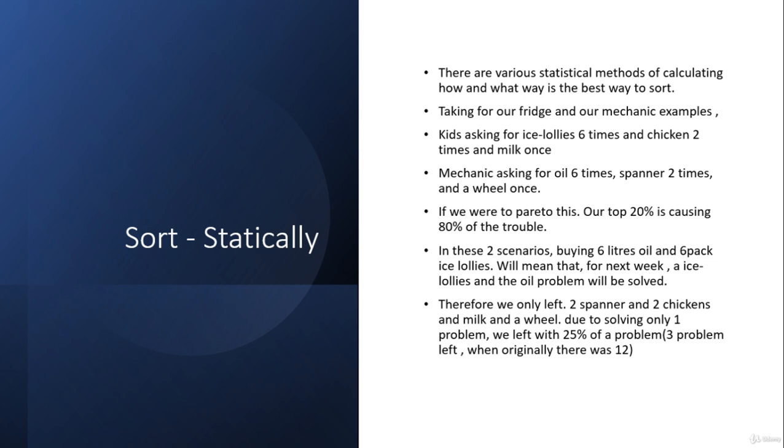If we were to Pareto this, our top 20% is causing 80% of the trouble. In these two scenarios, just buying 6 liters of oil and a 6-pack of ice lollies would mean that for next week, ice lollies and oil won't be a problem. Therefore, we're only left with 2 spanners, 2 chickens, milk, and a wheel. So, due to solving one problem, we're only left with 25% of a problem. Our initial problem rate was 12 problems. Now we're only left with 3 individual problems due to solving the one.